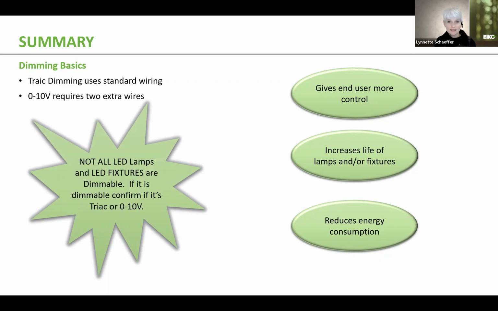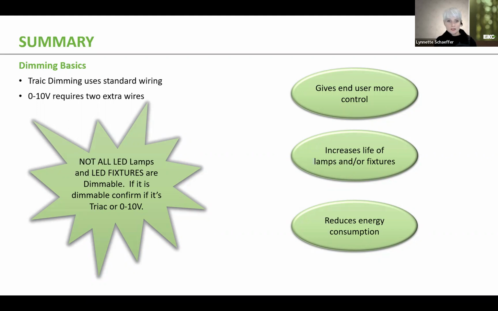Additionally, the benefits of dimming are quite nice. You get a little bit more user friendliness. It gives the user the ability to control the light and set that mood and ambiance that they're looking for. It can also increase the life of the lamps or the fixtures. Anytime that you reduce the amount of voltage going to the lamp, it will actually increase the life a little bit, which is kind of nice. And of course, it also reduces energy consumption. Of course, the reduced energy consumption comes from reducing the power that you're providing to that light fixture or that light source. And it also reduces the number of watts used.